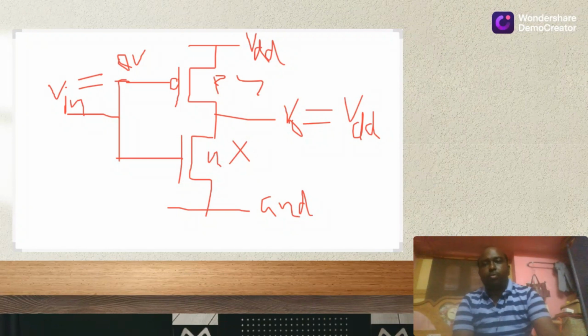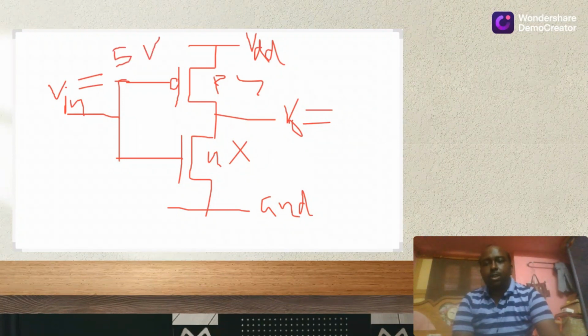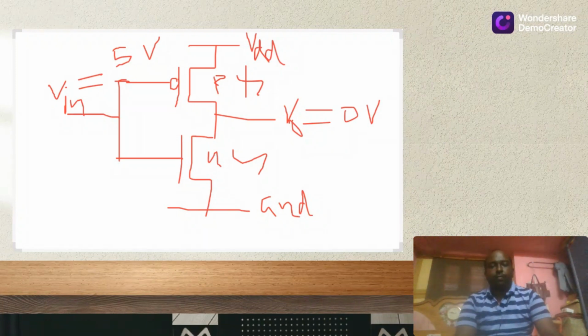The quite opposite happens when Vin is at high voltage, that is 5 volt. For example, if I take Vin as 5 volt, what happens? This PMOS is going to be turned off. I said the operations of PMOS and NMOS are quite opposite. Now the NMOS will be turned on. When the NMOS is turned on, V0 is directly connected to the ground. Since it is connected to the ground, V0 will be taken to 0 volt. So this is how it acts as an inverter. This is the concept of a CMOS inverter circuit. Thank you.